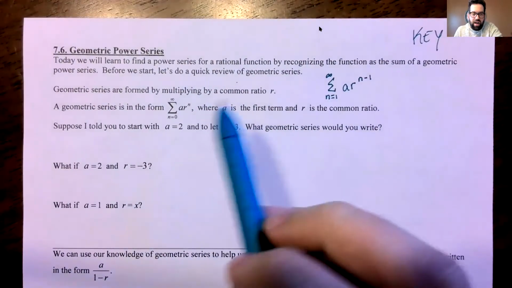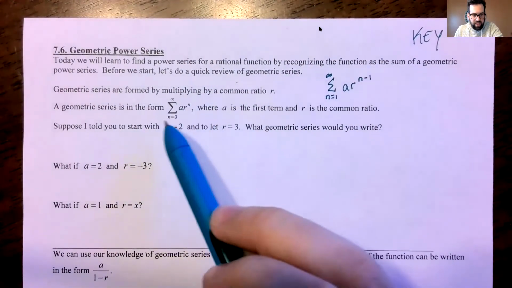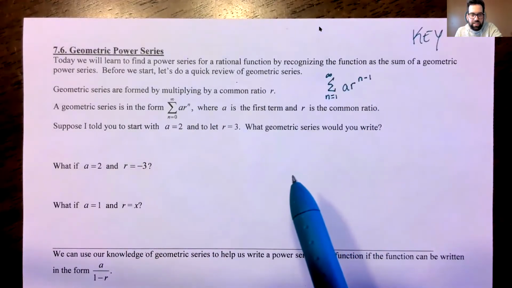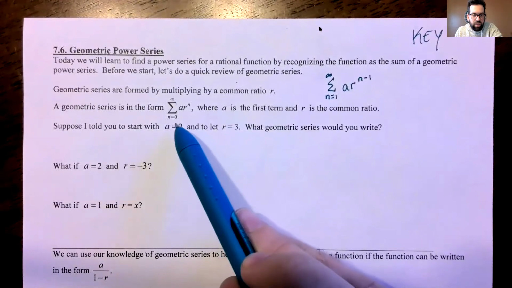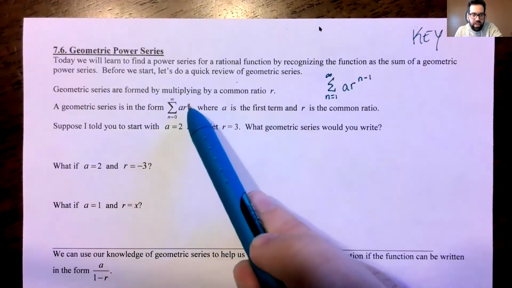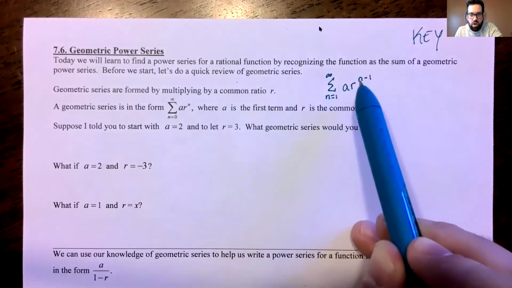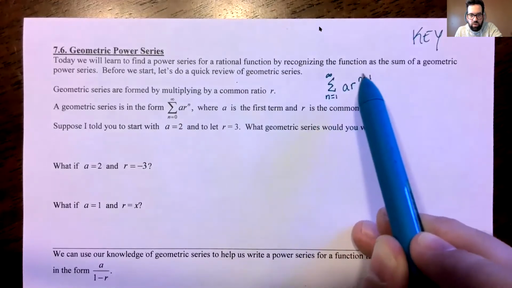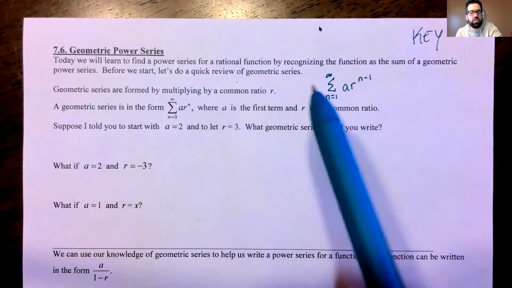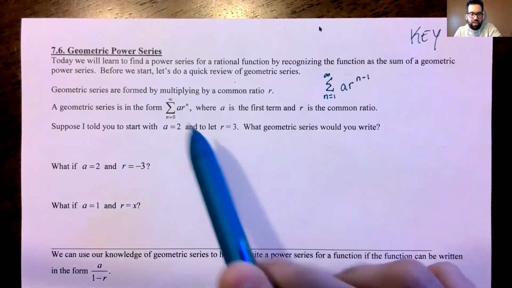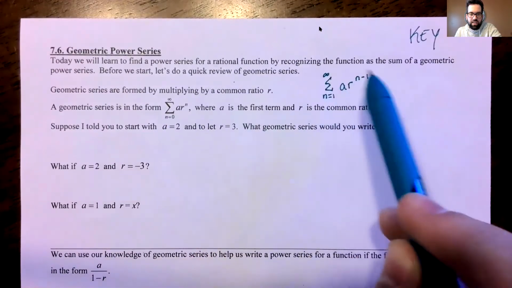I want you to think about how this form and this form of a geometric series really mean the same thing. Let's say that we're starting with n equals 0, then the first exponent is a 0. If we're starting with n equals 1, 1 minus 1 means that the first exponent is still a 0. So these series are just different ways of writing the exact same thing. It doesn't matter if you think about it like this or like this, like we're used to.